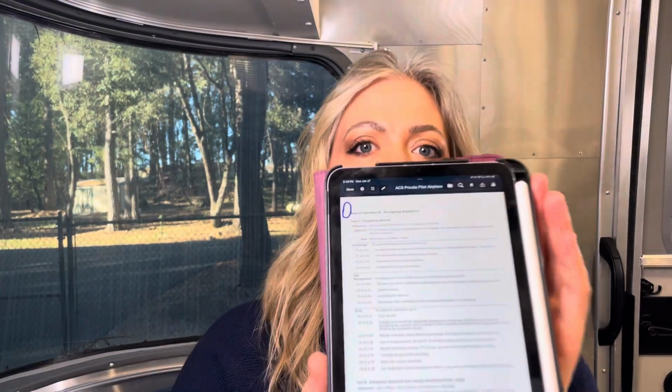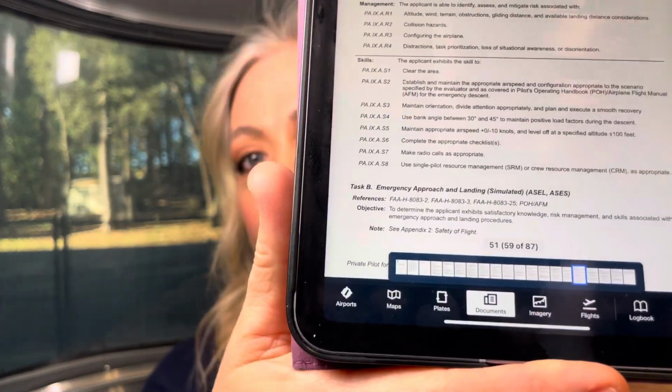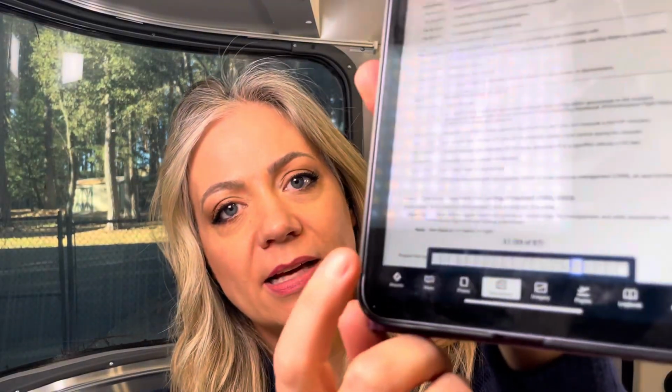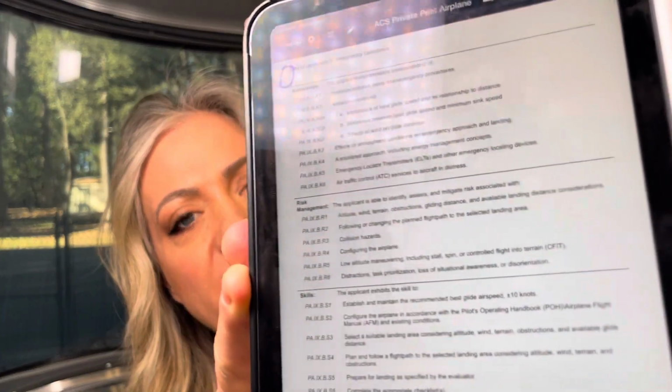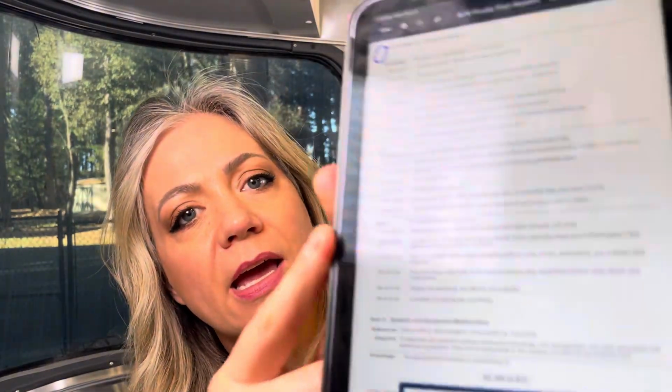So what needs to happen? Well, we have guidance on this. We have the ACS. Here I have the private pilot ACS. Emergency approach and landing simulated task. All right, remember, in each task, the DPE is going to be verifying that at least one of the knowledge elements is in place solidly, okay? At least one of the risk management elements is in place solidly, and all skills are in place solidly.